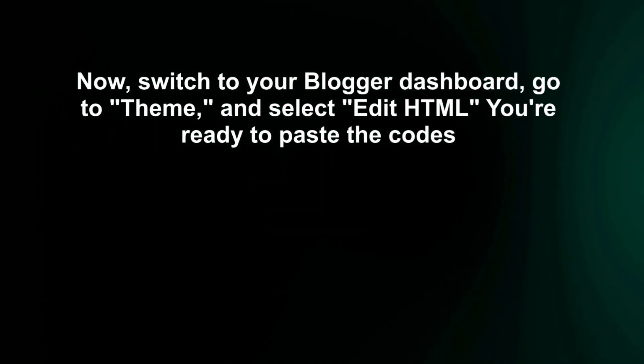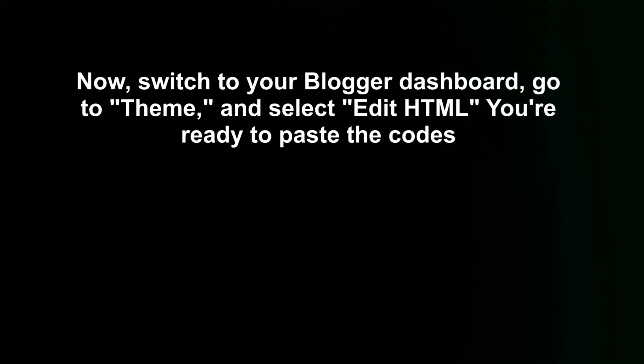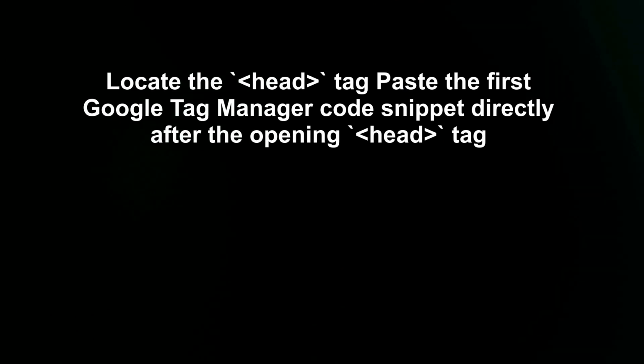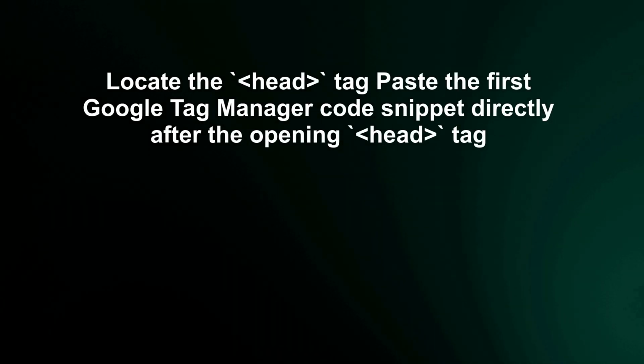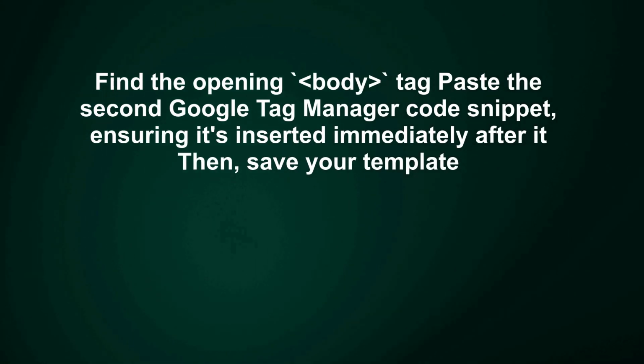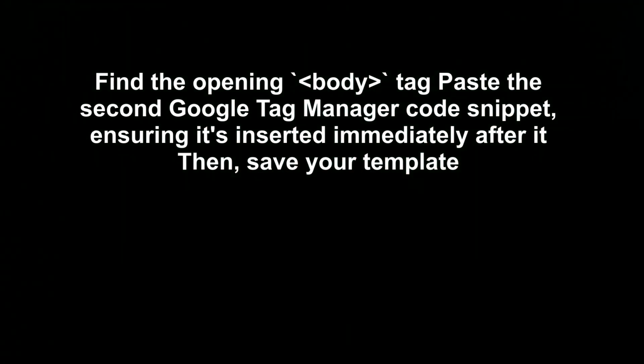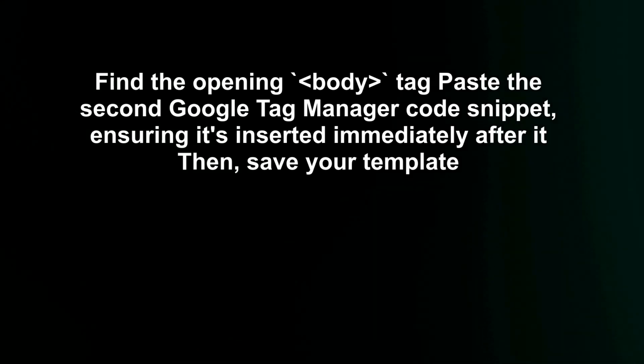Now, switch to your Blogger dashboard, go to Theme, and select Edit HTML. You're ready to paste the codes. Locate the head tag. Paste the first Google Tag Manager code snippet directly after the opening head tag. Find the opening body tag. Paste the second Google Tag Manager code snippet, ensuring it's inserted immediately after it.